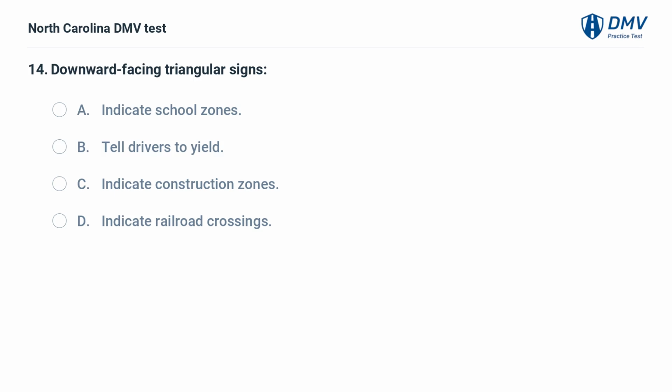Downward-facing triangular signs. A. Indicate school zones. B. Tell drivers to yield. C. Indicate construction zones. D. Indicate railroad crossings.